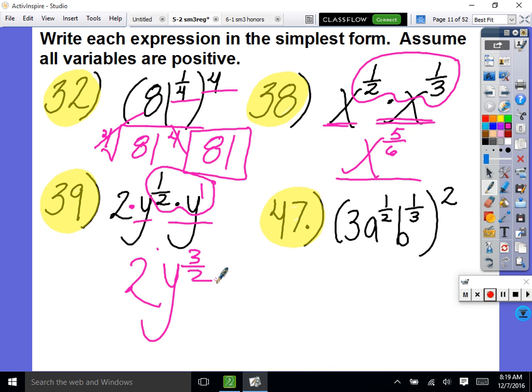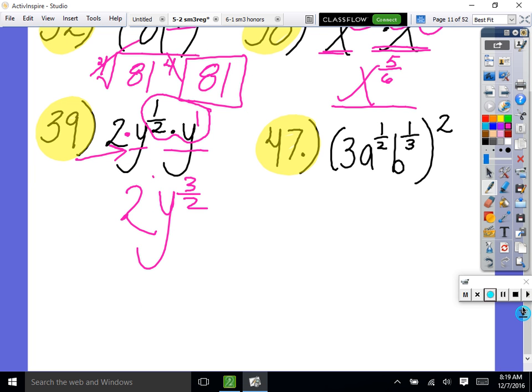We can stop here and not rewrite it as a radical because our answer didn't start as a radical. It started as a rational exponent. Okay, 47. This is properties of exponents.